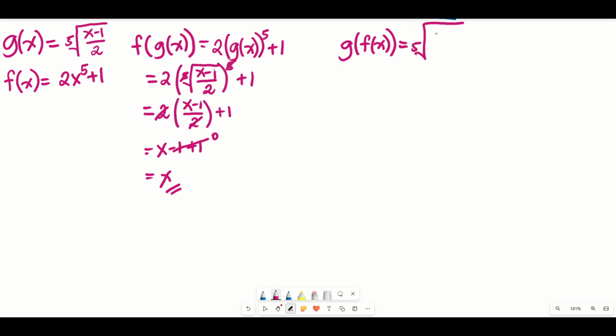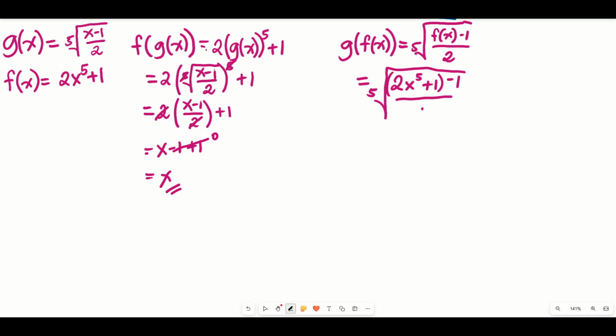So, I'll have the fifth root of f of x minus 1 over 2. So, by substitution, I'll have the fifth root. Ang f of x mo ay 2x raised to 5 plus 1 and minus 1 over 2. So, ito, simplify mo lang. 2x raised to 5 plus 1 minus 1 is 2x raised to 5 over 2. Since 1 minus 1 is 0.